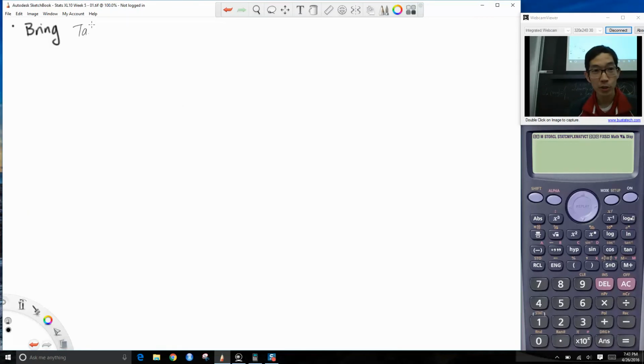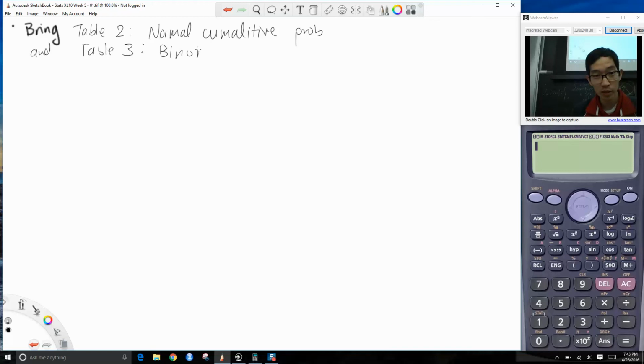So just bring Table 2, which is the normal cumulative probability, and Table 3, which is the binomial probabilities, to the midterm exam.